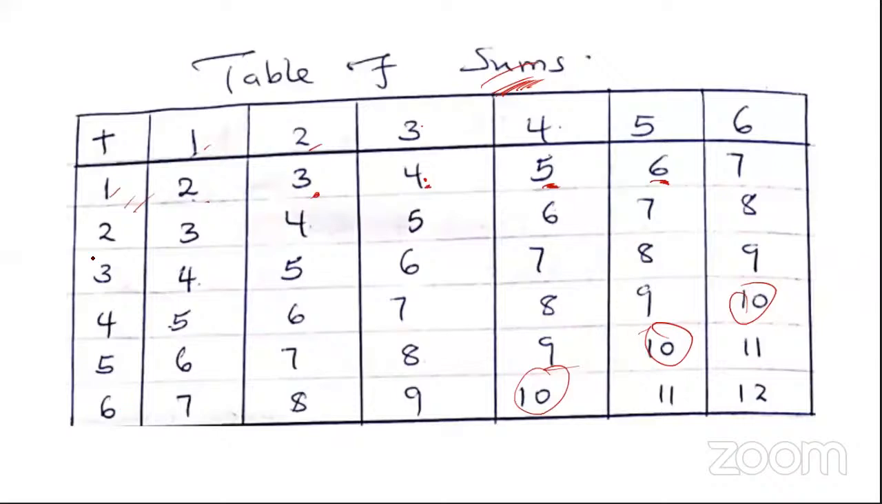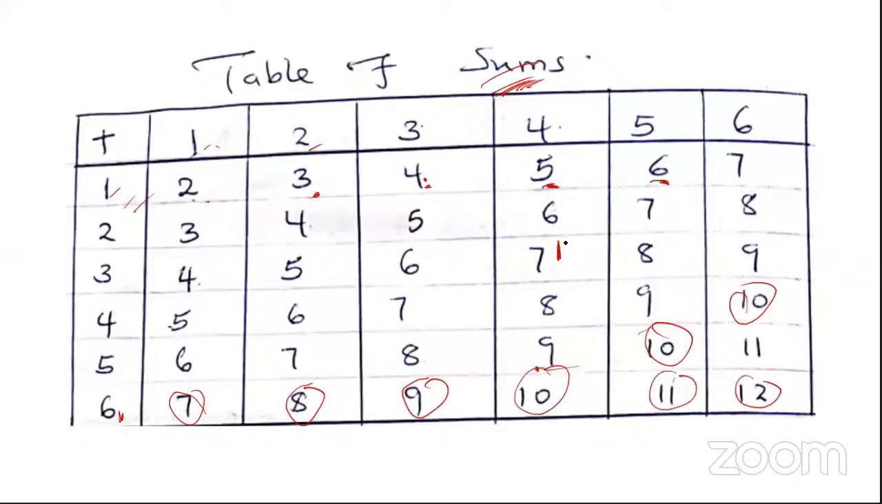So you do the same thing. 6 plus 1, you get 7. 6 plus 2, you get 8. 6 plus 3, you get 9. 6 plus 4, you get 10. 6 plus 5, 11, and so on, until you come up with your entire sums.